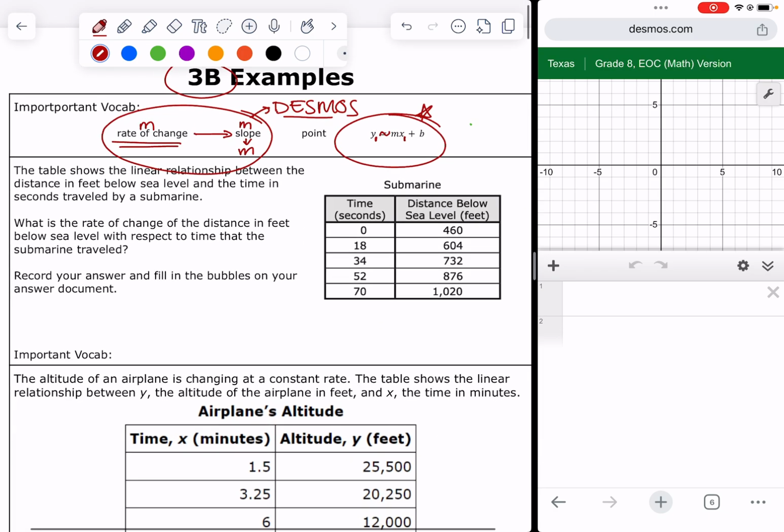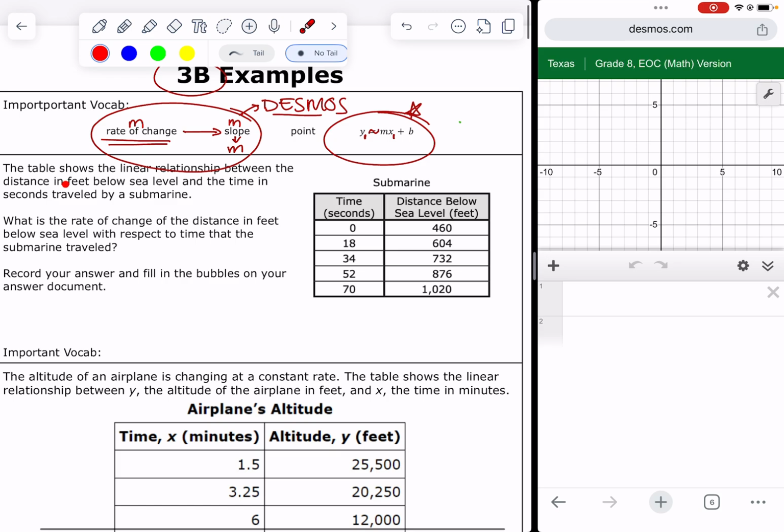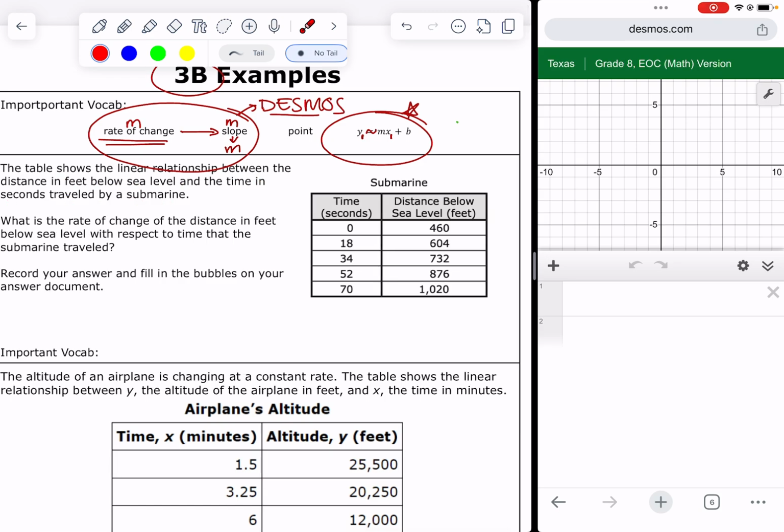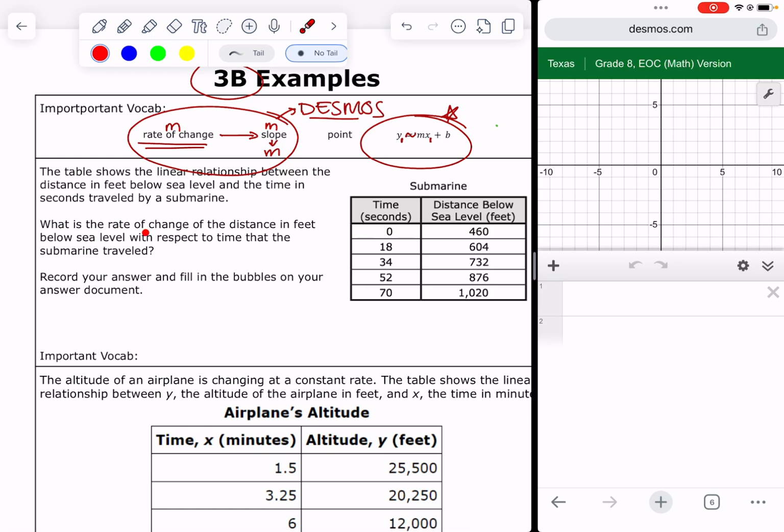So let's go ahead and read the first question. It says, the table shows the linear relationship between the distance in feet below sea level and the time in seconds traveled by the submarine. What is the rate of change of the distance in feet below sea level with respect to the time that the submarine traveled? Record your answer and fill in the bubbles on your answer document. So I know my important word is rate of change. Rate of change, that's going to be my m value.